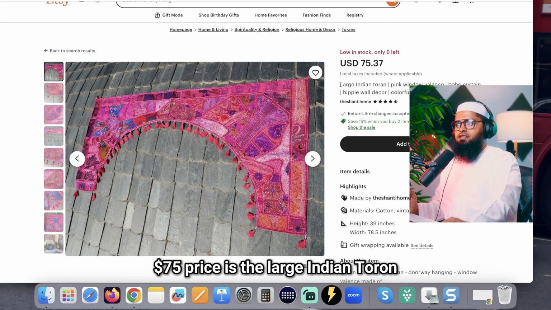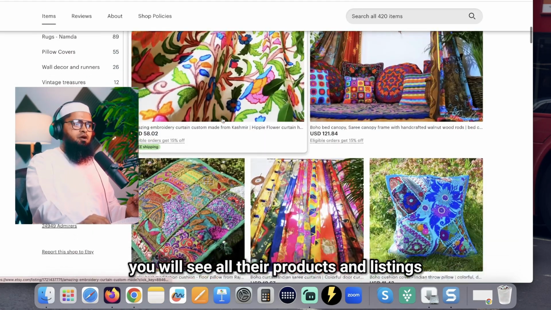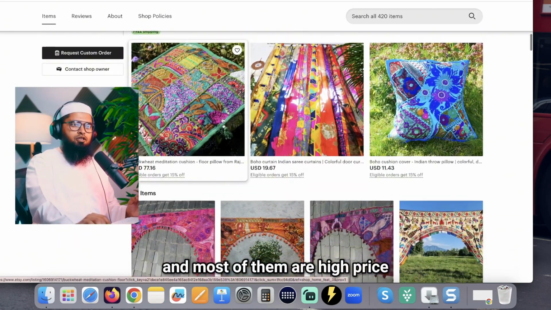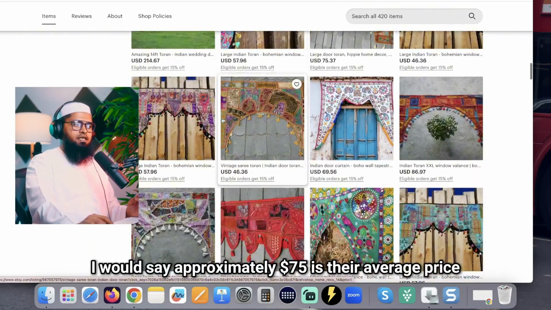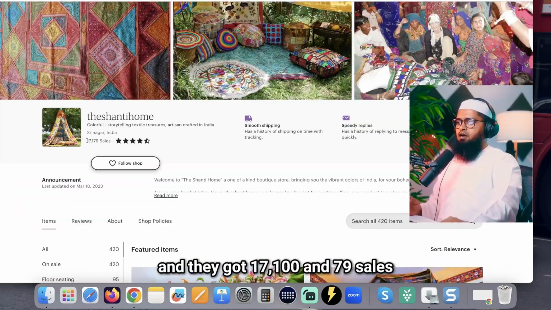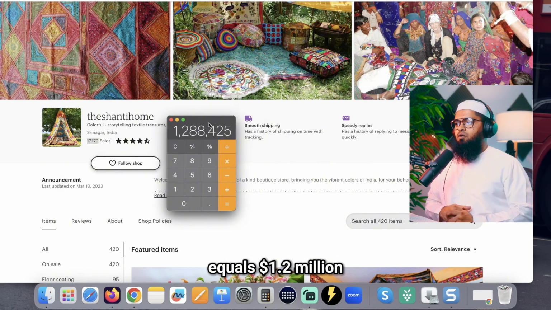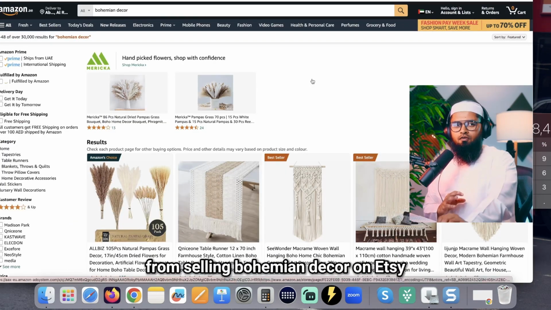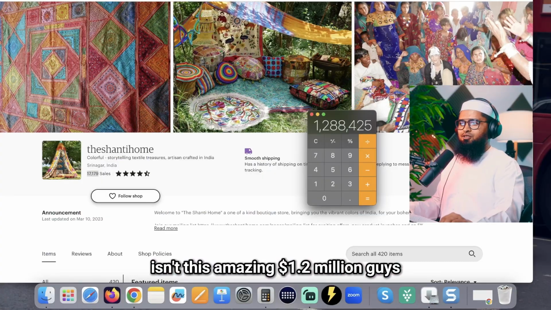$75 price. It's the large Indian Toran. Click here to visit their shop. You will see all their products and listings, and most of them are high price. I would say approximately $75 is their average price, and they got 17,179 sales, which gets you $75 times 17,179 equals $1.2 million from selling bohemian decor on Etsy. Isn't this amazing? $1.2 million, guys.